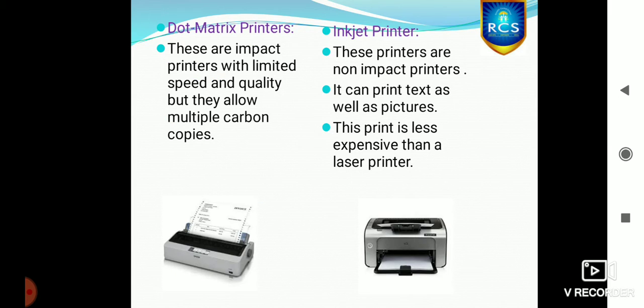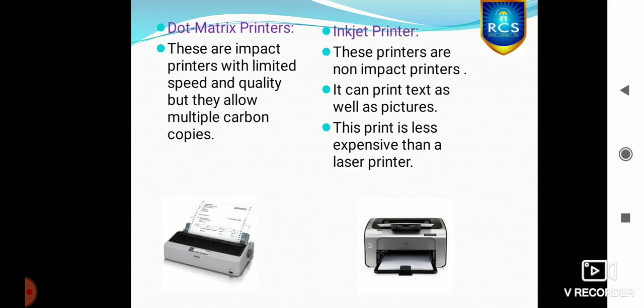Next one is printer. A printer is used to print on paper. There are three types of printer: dot matrix printer, inkjet printer, laser printer. First one is dot matrix printer. These printers are impact printers with limited speed and quality, but they allow multiple carbon copies.